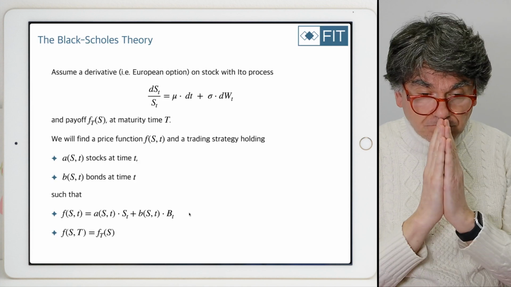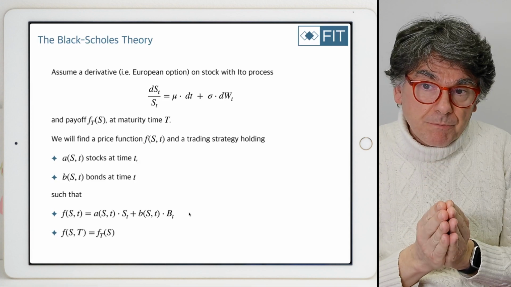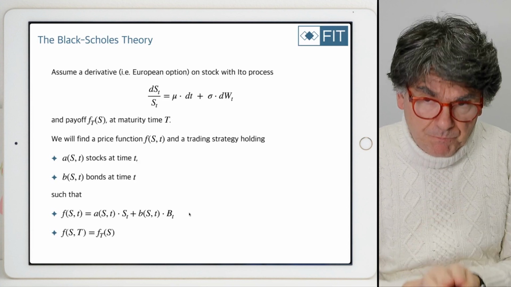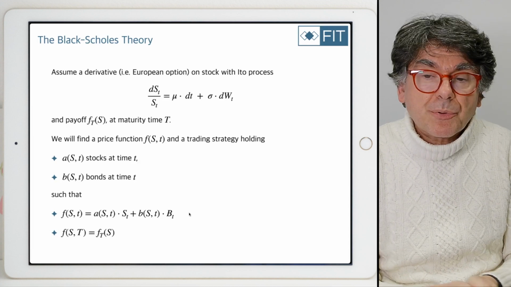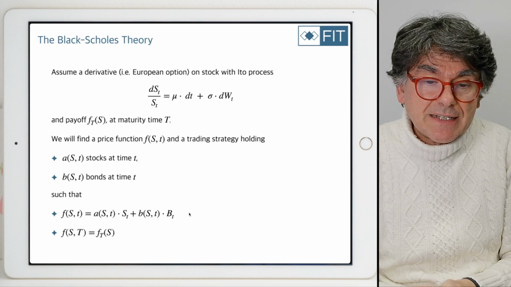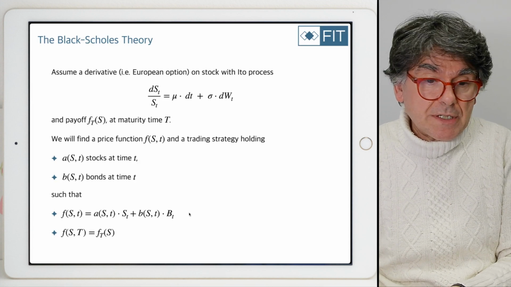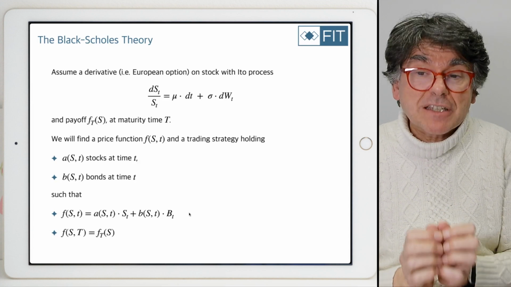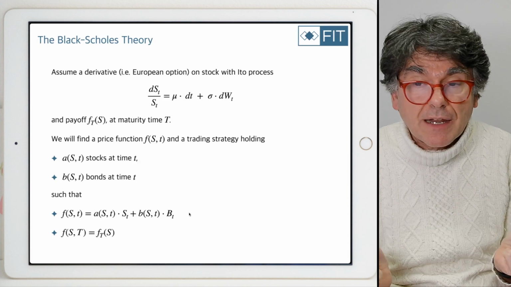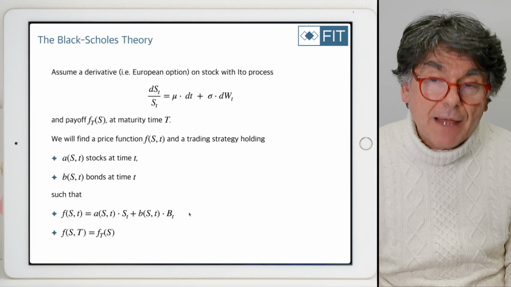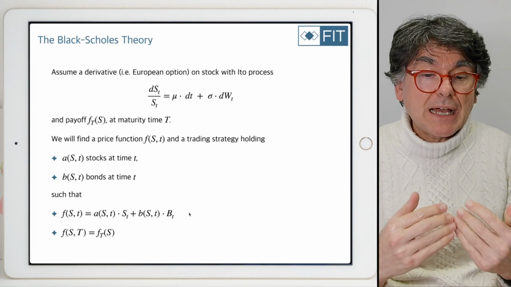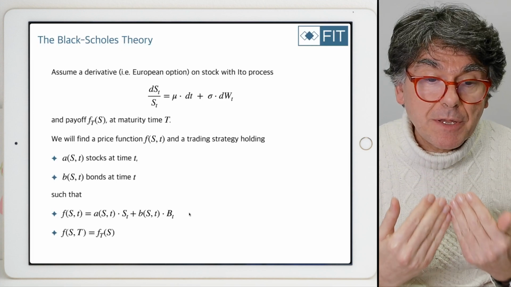And now, what I'm going to do is set up the replicating portfolio so that the price of the option as a function of S and T matches the value of the replicating portfolio. This is a desire I have. This is my objective. I'm not solving anything. I'm not telling you how A and B are calculated. I'm just telling you that's what I am aiming for.